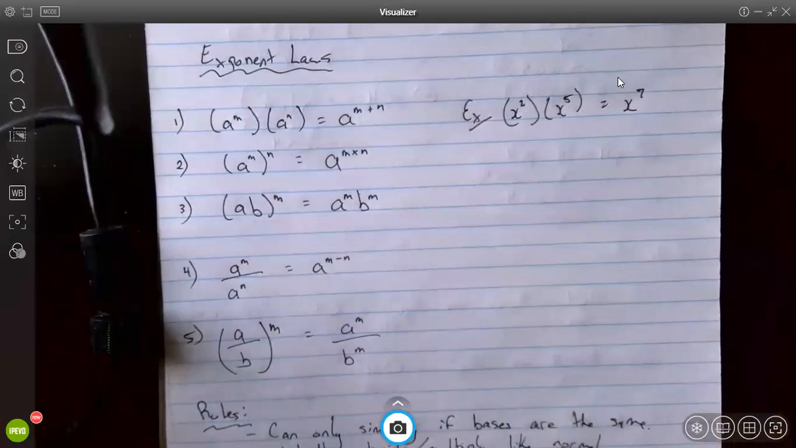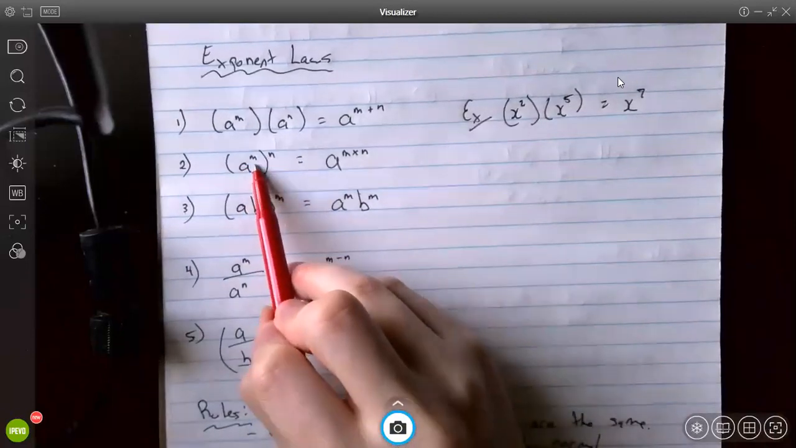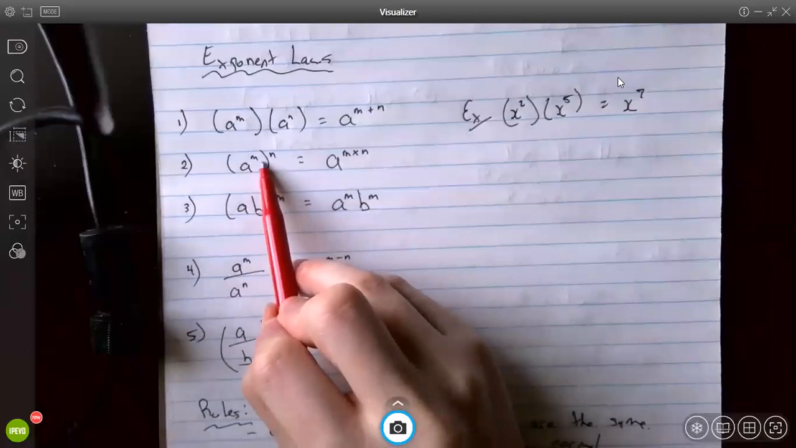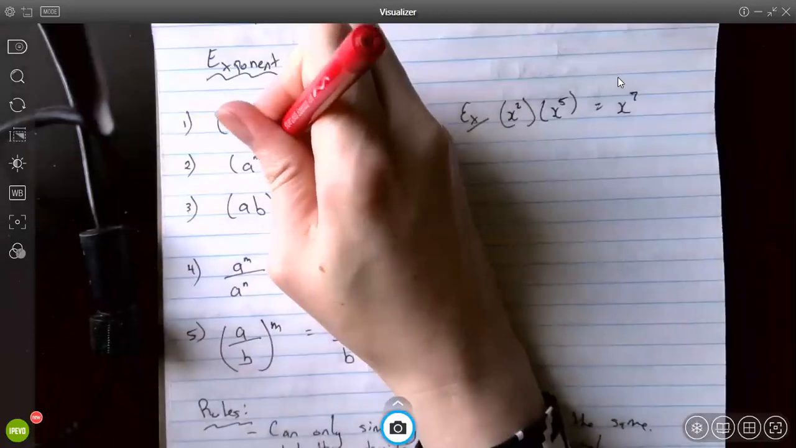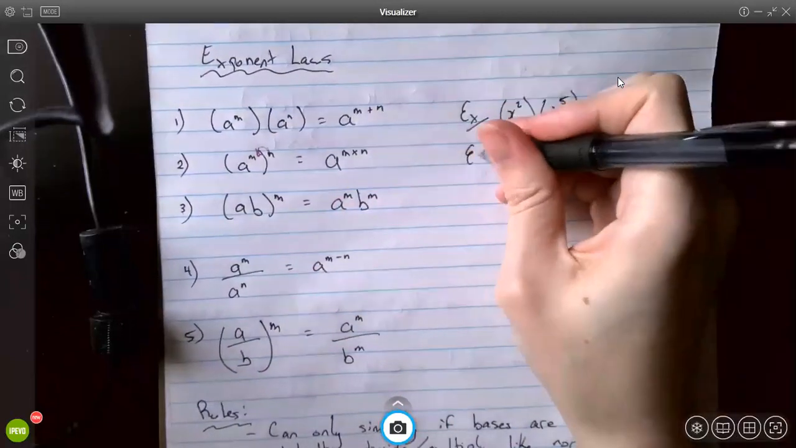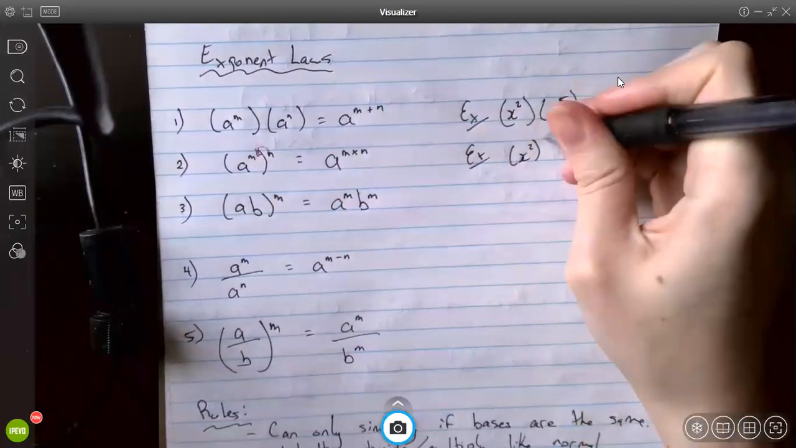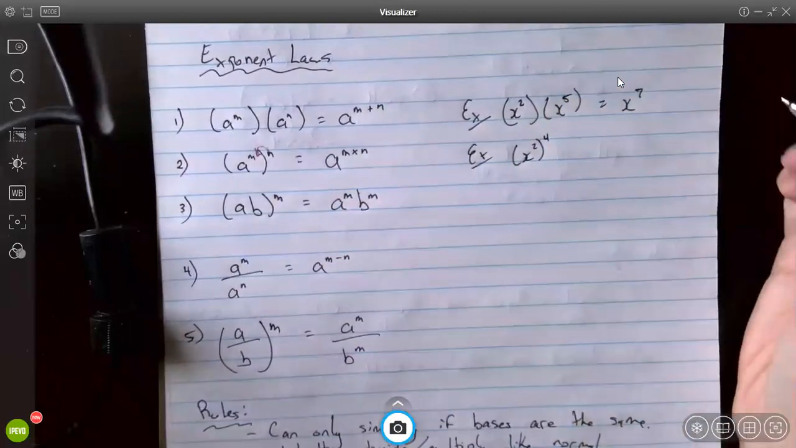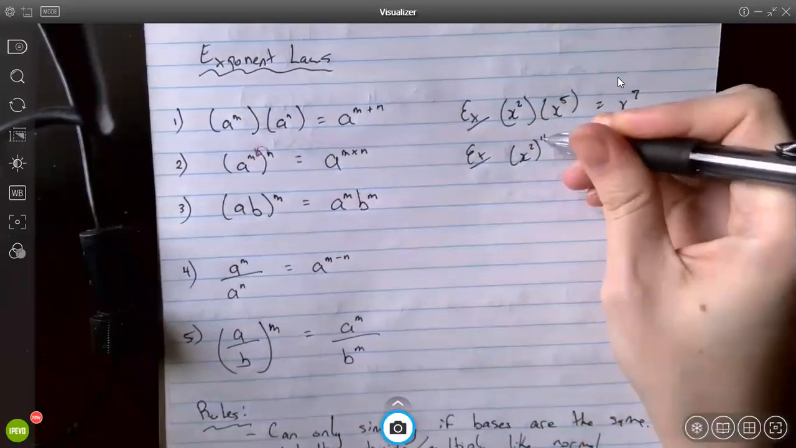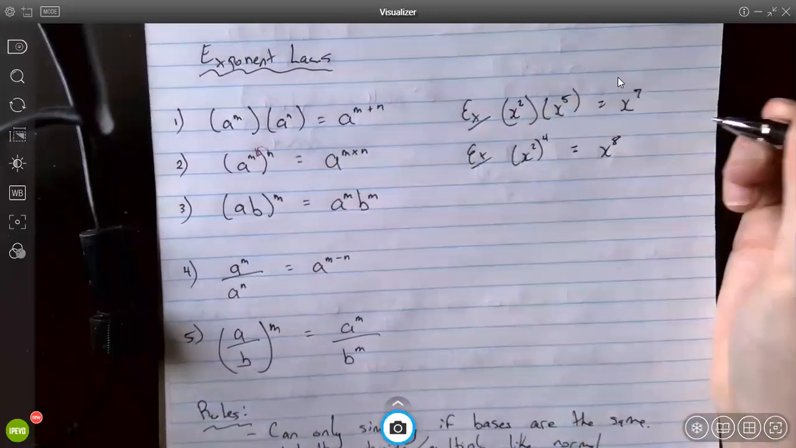You can also have a power of a power, which looks like this. When you have two exponents separated by a bracket, you are going to multiply them together. So if, say, you had x squared to the power of 4, you would multiply those exponents together and get x to the power of 8.